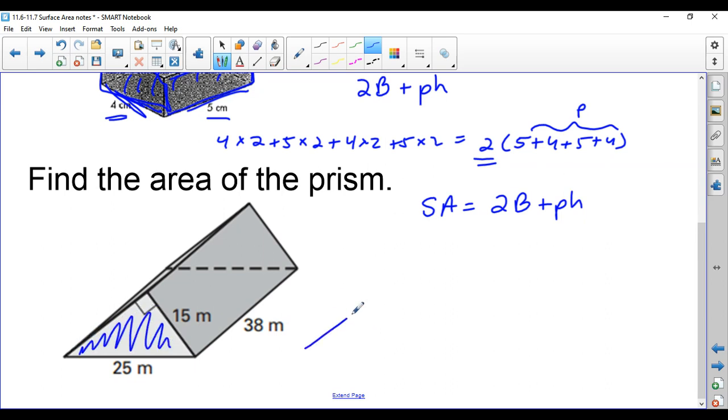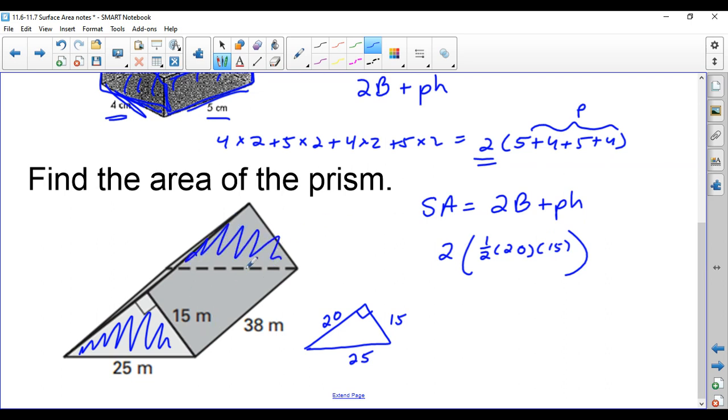And again, sometimes it's really helpful not to redraw the whole figure, but just to redraw the base. This is a right triangle with a leg of 15 and a hypotenuse of 25. The other leg is 20. This is a multiple of 3, 4, 5. So my base area is 1/2 times 20 times 15. So I have 2 times the base area because that'll get the front and back of this prism.